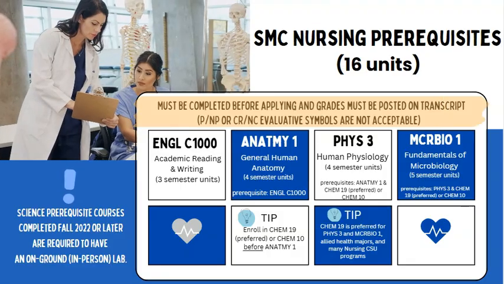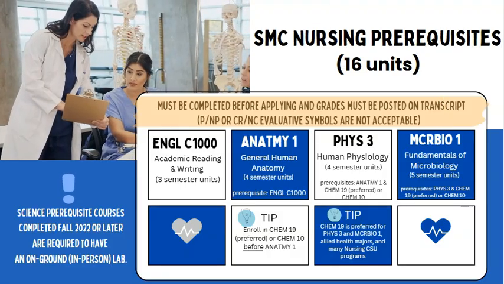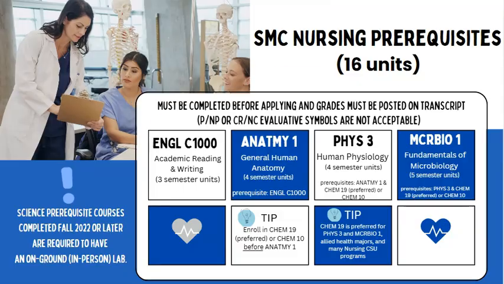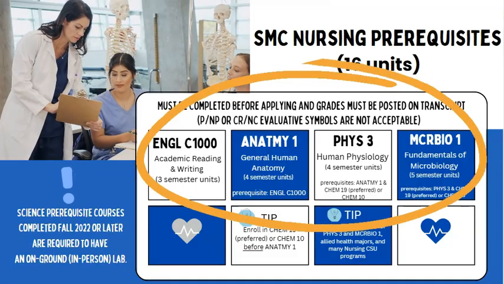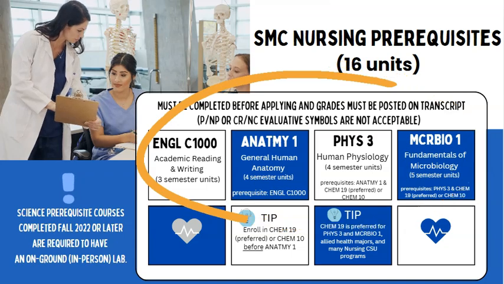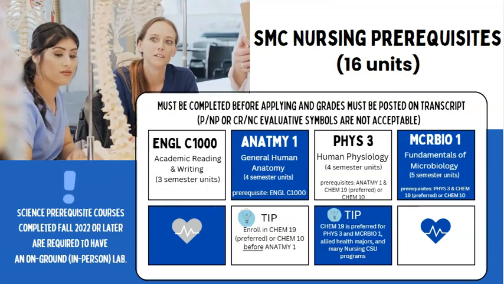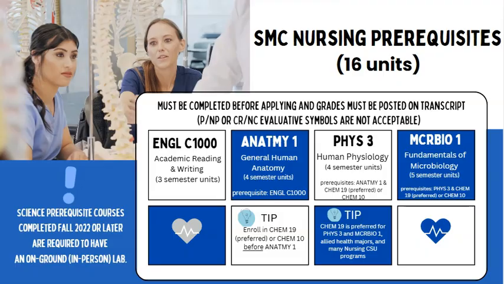Before you can apply to the nursing program, you must complete at least 4 key courses. These are English composition, anatomy, physiology, and microbiology. Let's break these down. English composition.